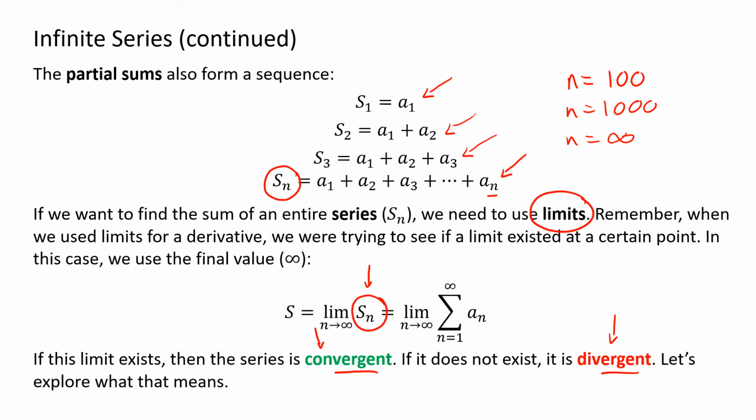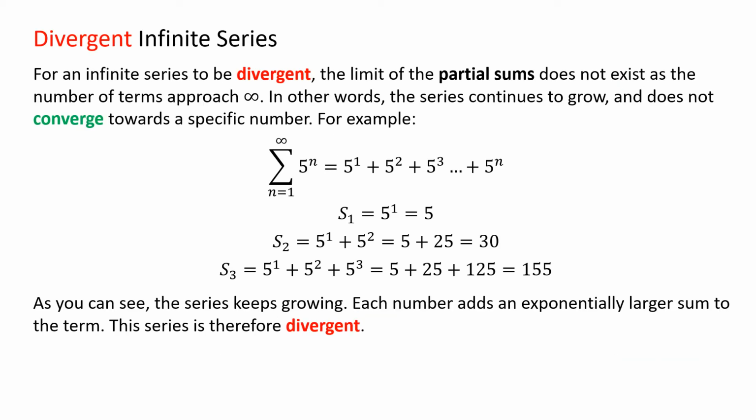Something like that where it converges to a specific number. So we're going to look at examples of both so you can see what I mean when I say convergent or divergent. Let's start with a divergent infinite series.